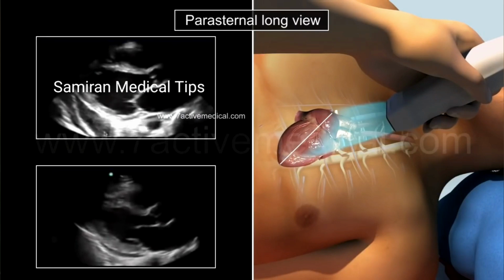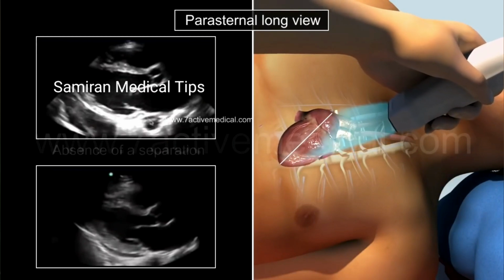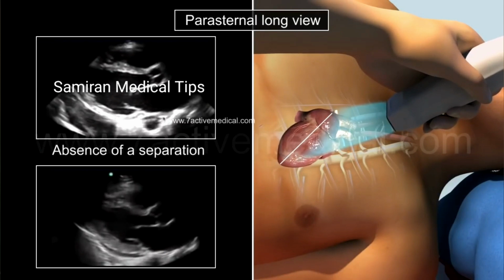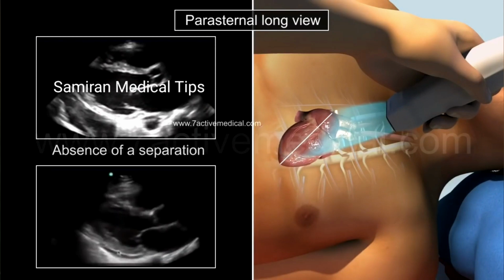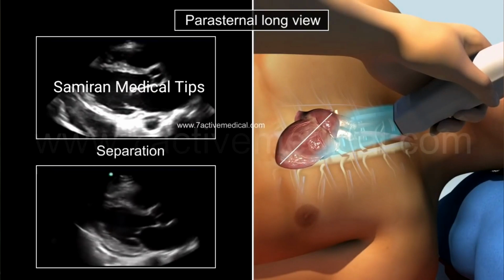A pleural or pericardial effusion is identified by an anechoic area in the region of the posterior pericardium and the descending aorta. Absence of a separation between the posterior pericardium and the descending aorta indicates a pleural effusion, while the presence of a separation between the two indicates a pericardial effusion.